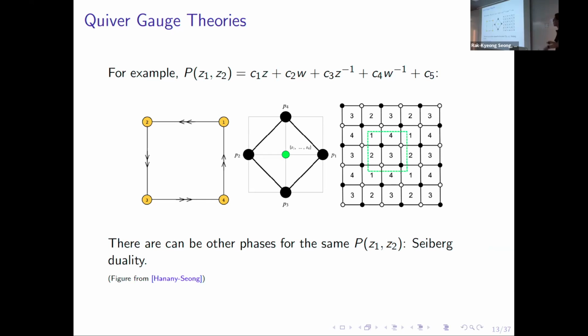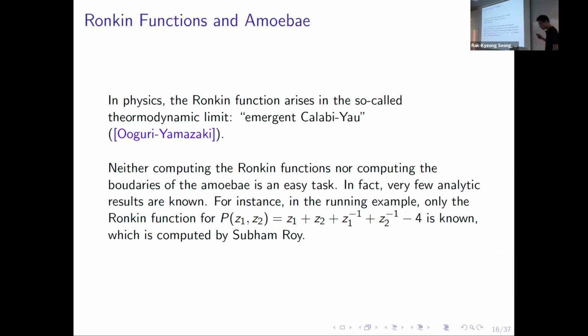Yeah, okay, I can show a better picture later. Anyhow, so this Ronkin function also arises in this thermodynamic limit, where in this paper the authors refer to them as some sort of emergent Calabi-Yau. The motivation is actually more for the machine learning problem, but here we're just going to talk about a very simple task. But anyway, let me just mention some motivations.